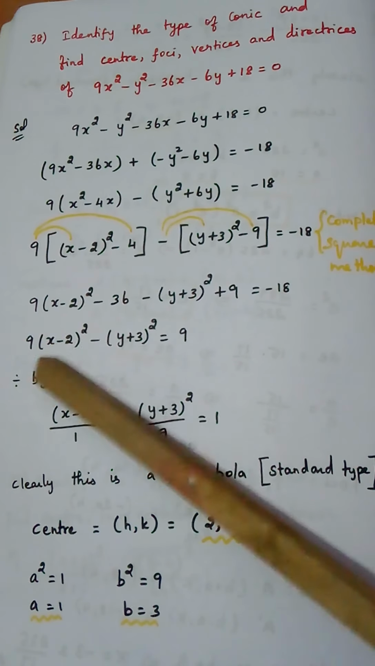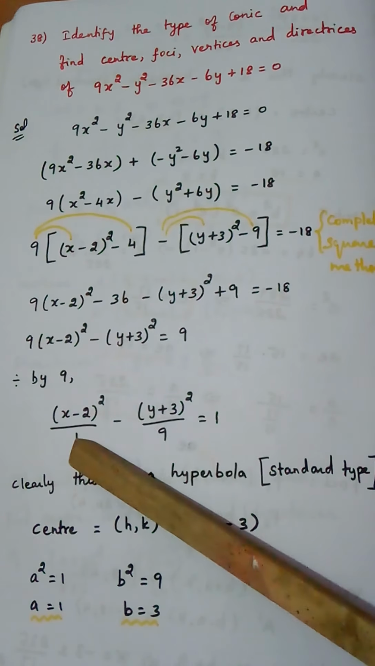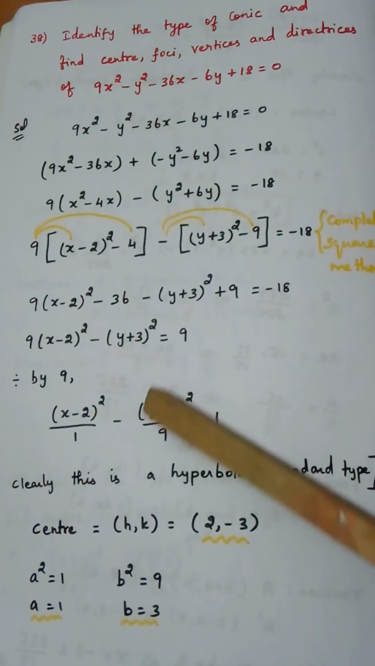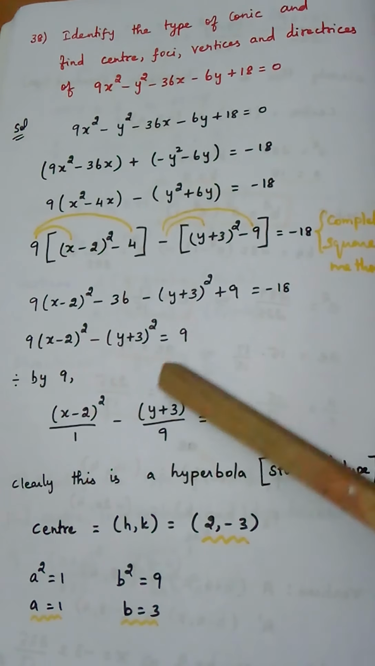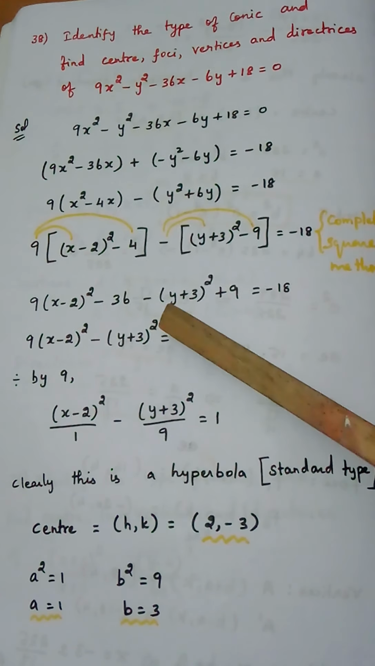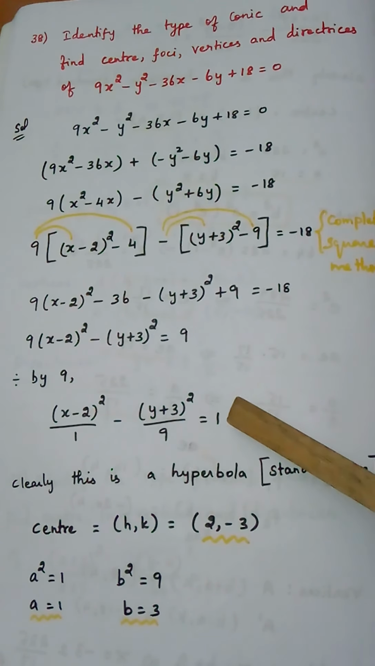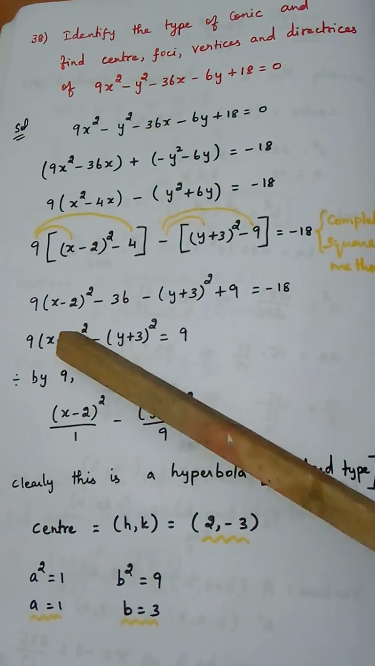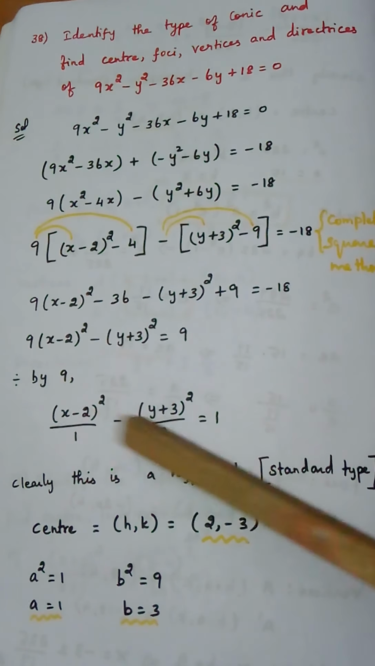If I put 9 and 9, they will get cancelled, so 1 is coming here. And if I divide this by 9, again 9 and 9 will get cancelled, becomes 1. So from here to here, how are we getting this? Dividing each and every term by 9.